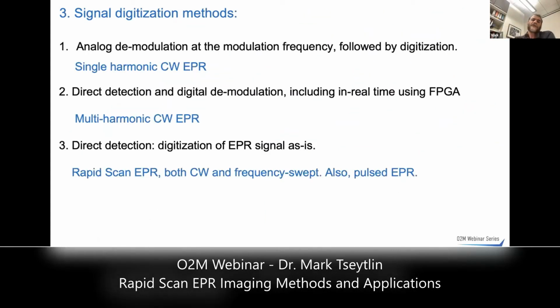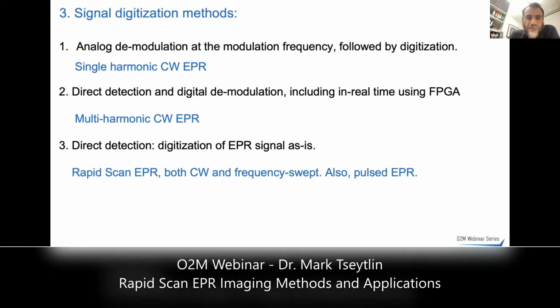In terms of methods, again, the old approach is analog demodulation. So using, for example, a lock-in amplifier, and then you digitize your signal at very low frequency. And that way you can measure single harmonic CW EPR spectrum. Another approach is that you detect your signal and you do digital demodulation, as I just showed. That would be the case of multi-harmonic CW EPR, when you can capture your signal and then in the computer you can do Fourier transform, you can extract harmonics. So that will be convenient to do using something like real-time FPGA, for example.